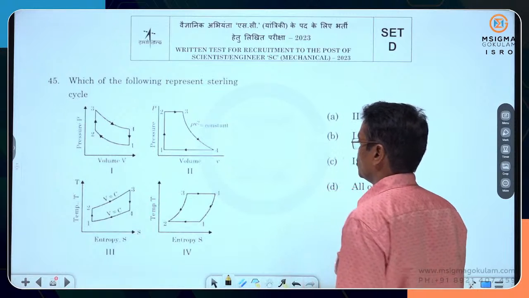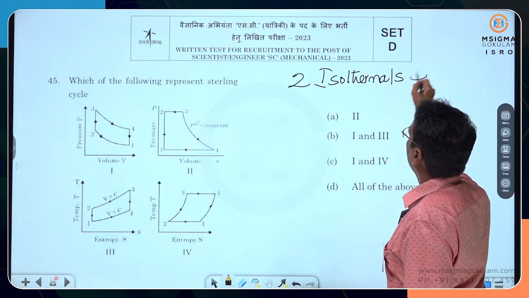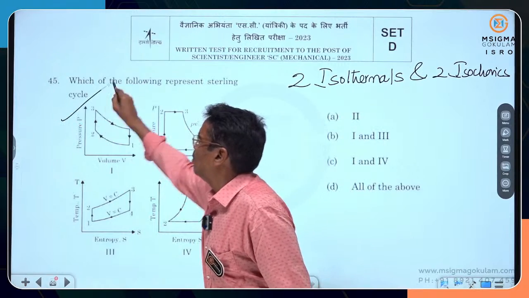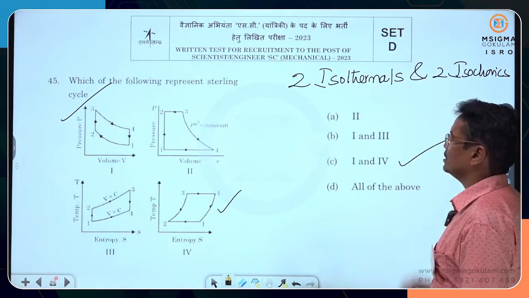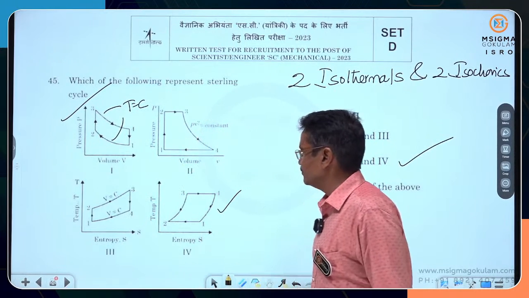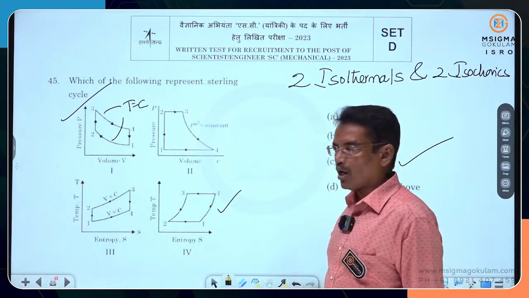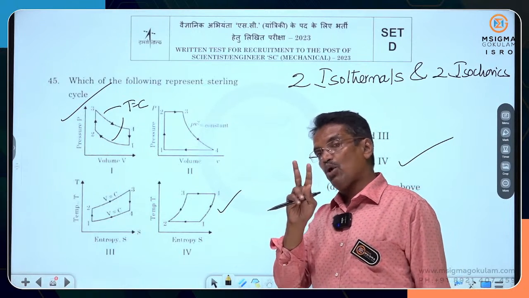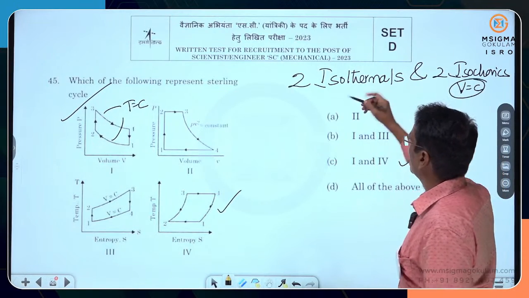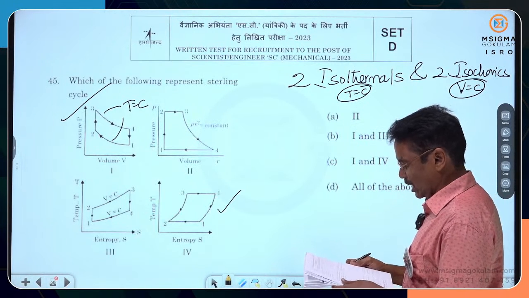44. Which of the following represents the Stirling cycle? Stirling cycle has 2 isothermals and 2 isochorics, 2 constant volumes, and so answer is the first one and last one, 1 and 4. Answer is C. These two are isothermals, constant temperatures. Stirling cycle is a reversible cycle we can consider. Its efficiency may be equal to that of the Carnot once you provide the regeneration. Ericsson cycle has got 2 isobarics and 2 isothermals, whereas this has got 2 isochorics: constant volumes and 2 constant temperatures. That is the Stirling cycle.